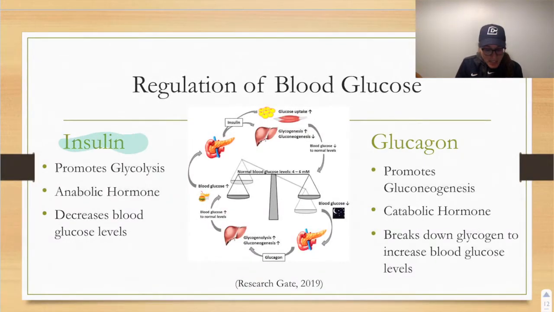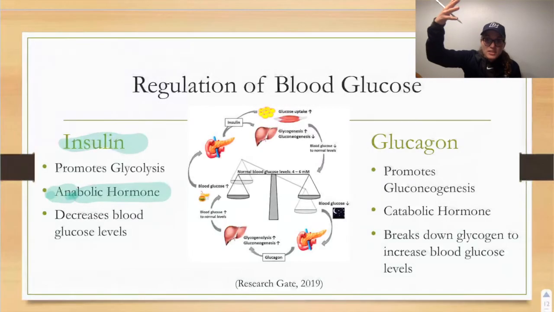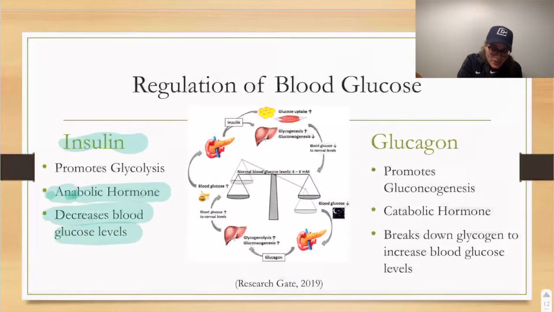It promotes glycolysis, as I mentioned, and it's an anabolic hormone, anabolic. So it builds up. And ultimately, if I have insulin in my body, since it promotes glycolysis, it's going to break down glucose. And that's why it's going to decrease glucose levels. So if I want to decrease glucose levels, I want insulin. I want insulin to encourage and promote this idea of glycolysis.